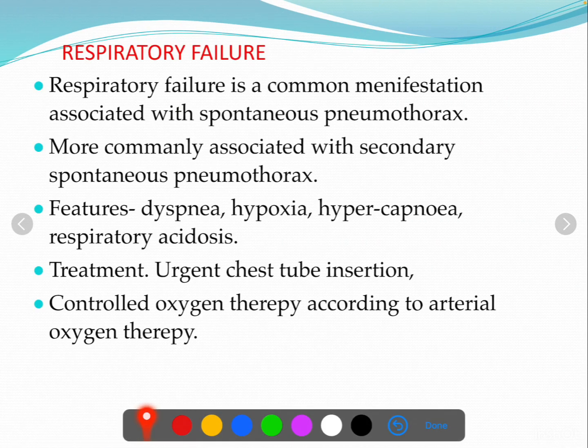Then comes respiratory failure. Respiratory failure is a common manifestation associated with spontaneous pneumothorax, more commonly with secondary spontaneous pneumothorax. What are the features of respiratory failure? Dyspnea, hypoxia, hypercapnia, and respiratory acidosis will be there. And what is the treatment? Urgent chest tube insertion, and controlled oxygen therapy according to arterial blood gases.